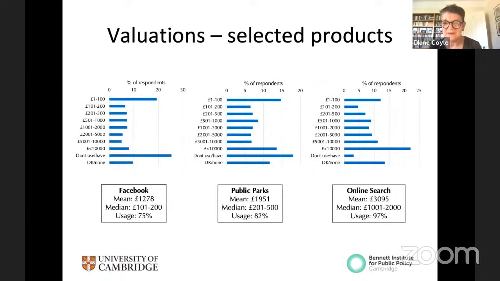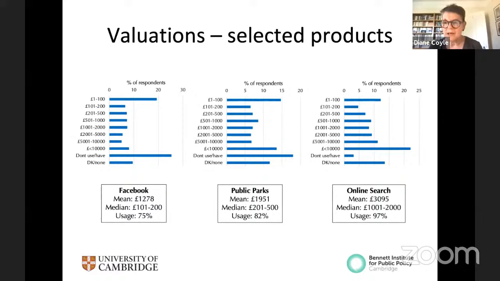And this gives you an example for three of the 30 products. So we get a proportion of respondents selecting each willingness to accept band. The question, to remind you, was how much would you be willing to accept to give up access for either 1 month or 12 months for each of these goods? And we get these distributions in each case.